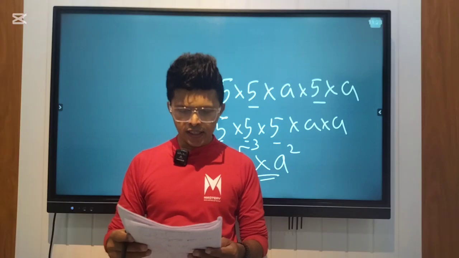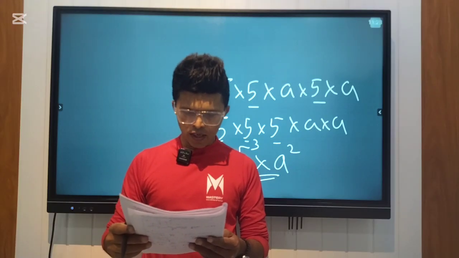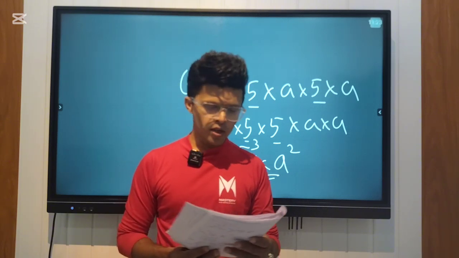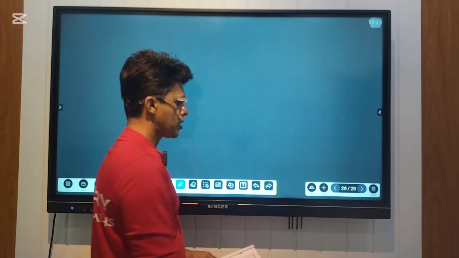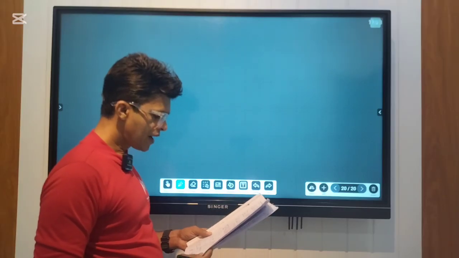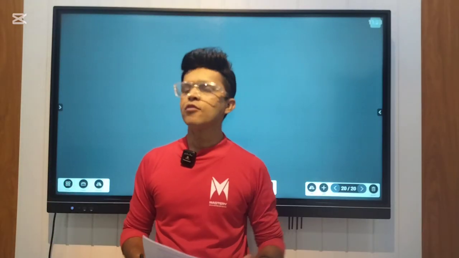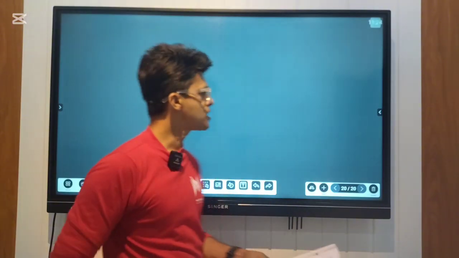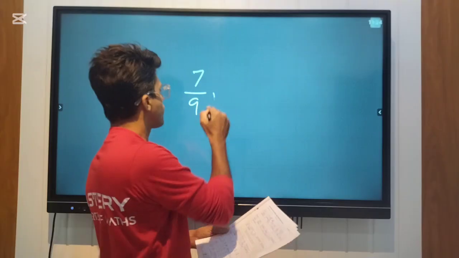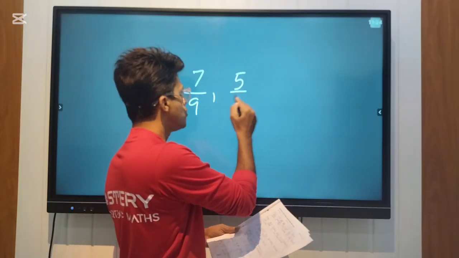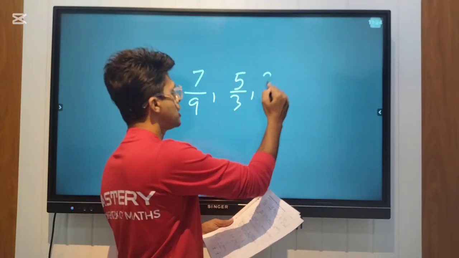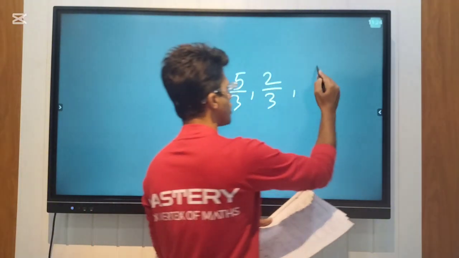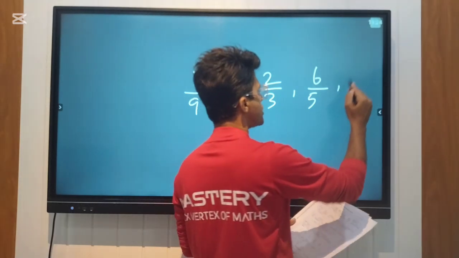The next question, the 14th question, is: from the following fractions, select and underline the improper fractions. You could see that in the paper. Improper fractions should be selected. When it comes to improper fractions, the numerator value is greater than the denominator value. So improper fractions. This is 4/9.